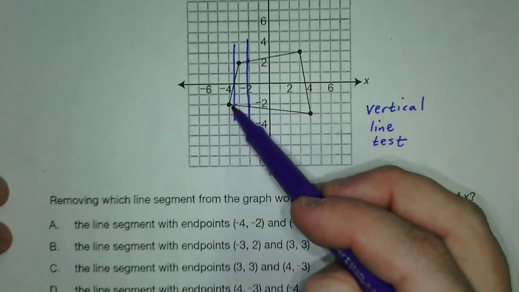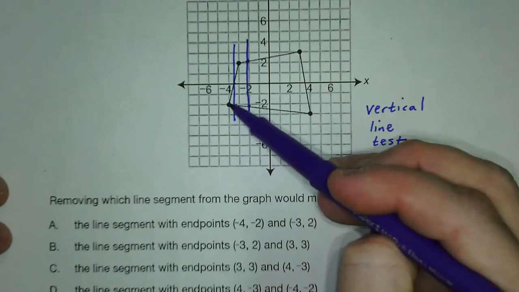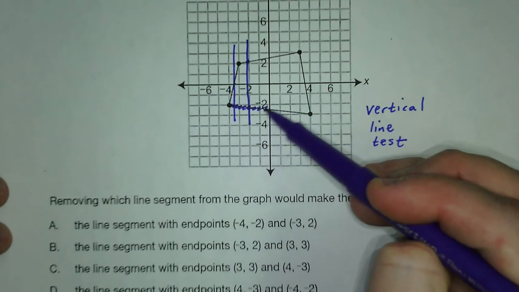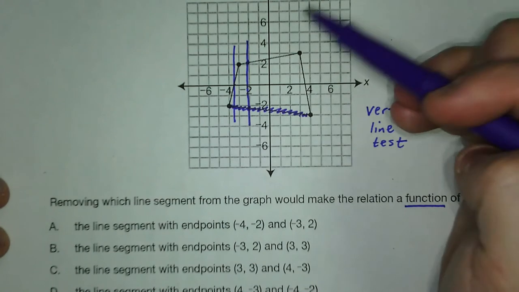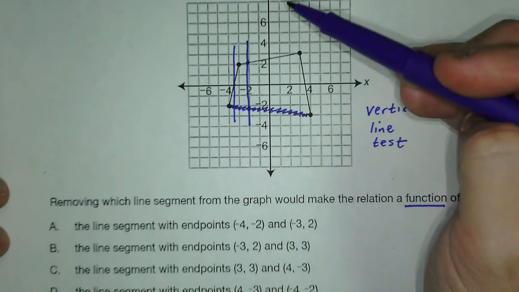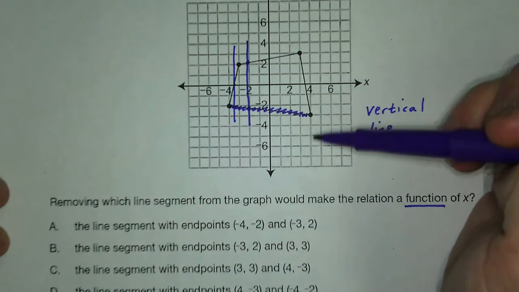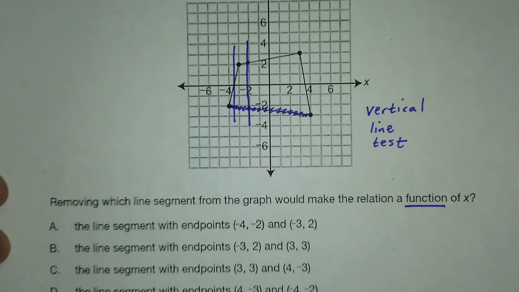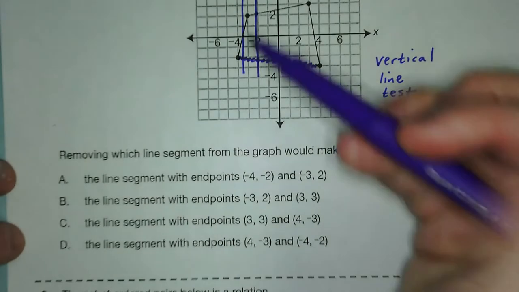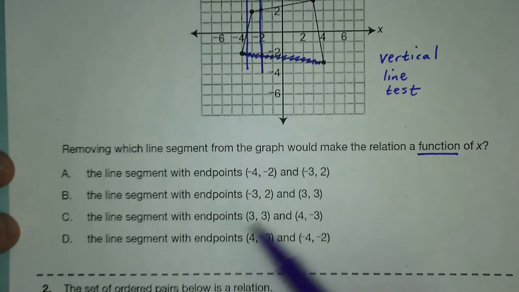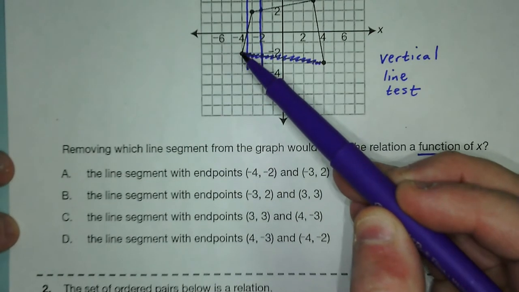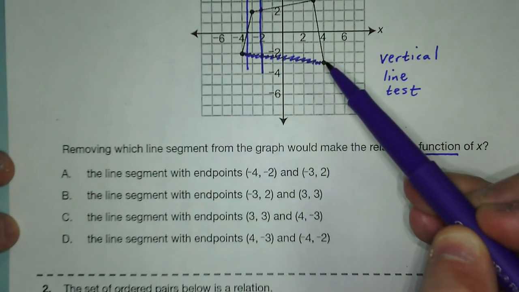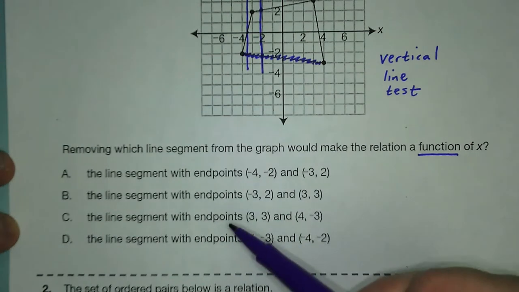Because if you remove the bottom line segment, just imagine removing that. Now any vertical line you draw is only going to hit the graph in one spot. So notice how they're describing it with coordinates. So (-4, -2) and (4, -3). That should be D.